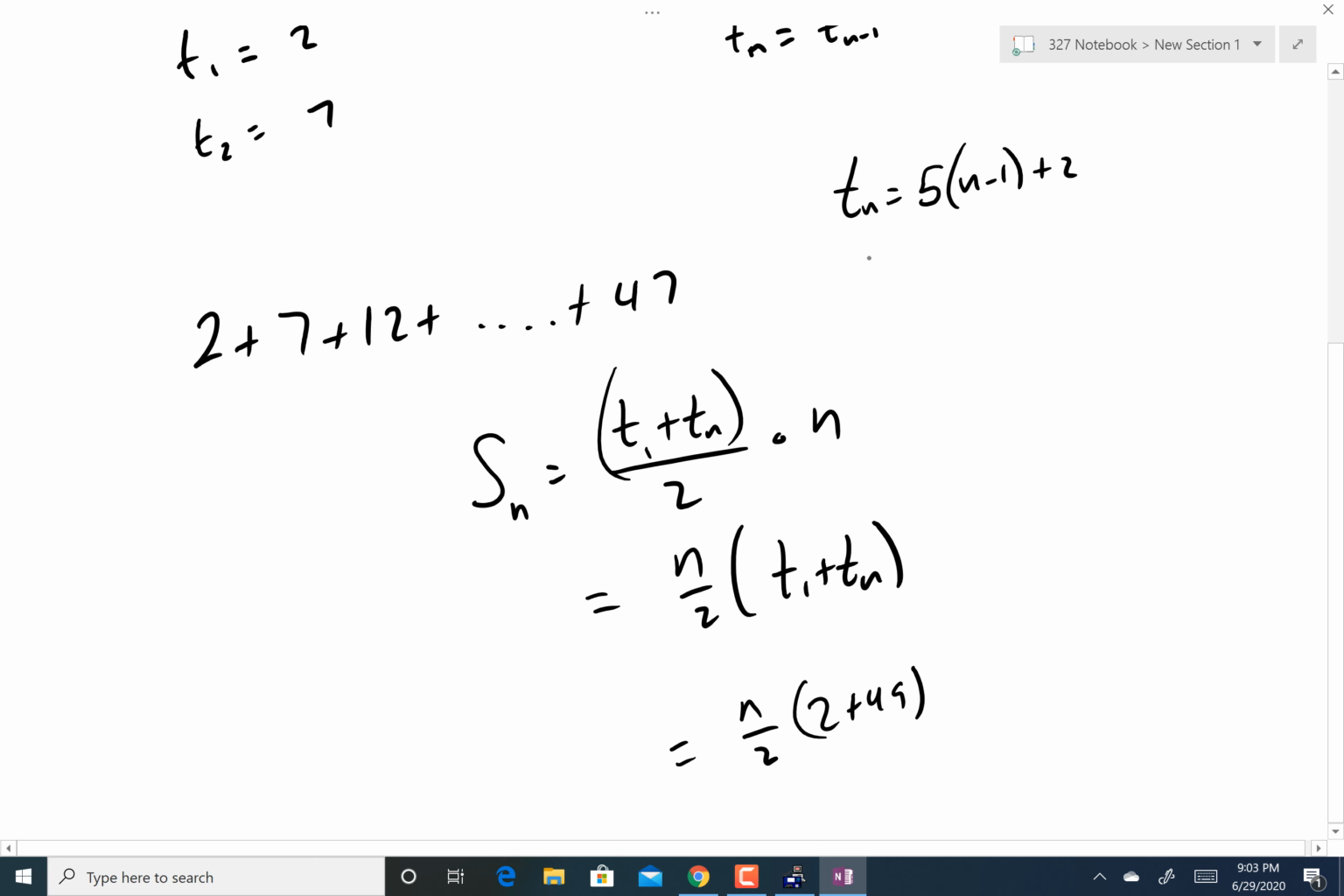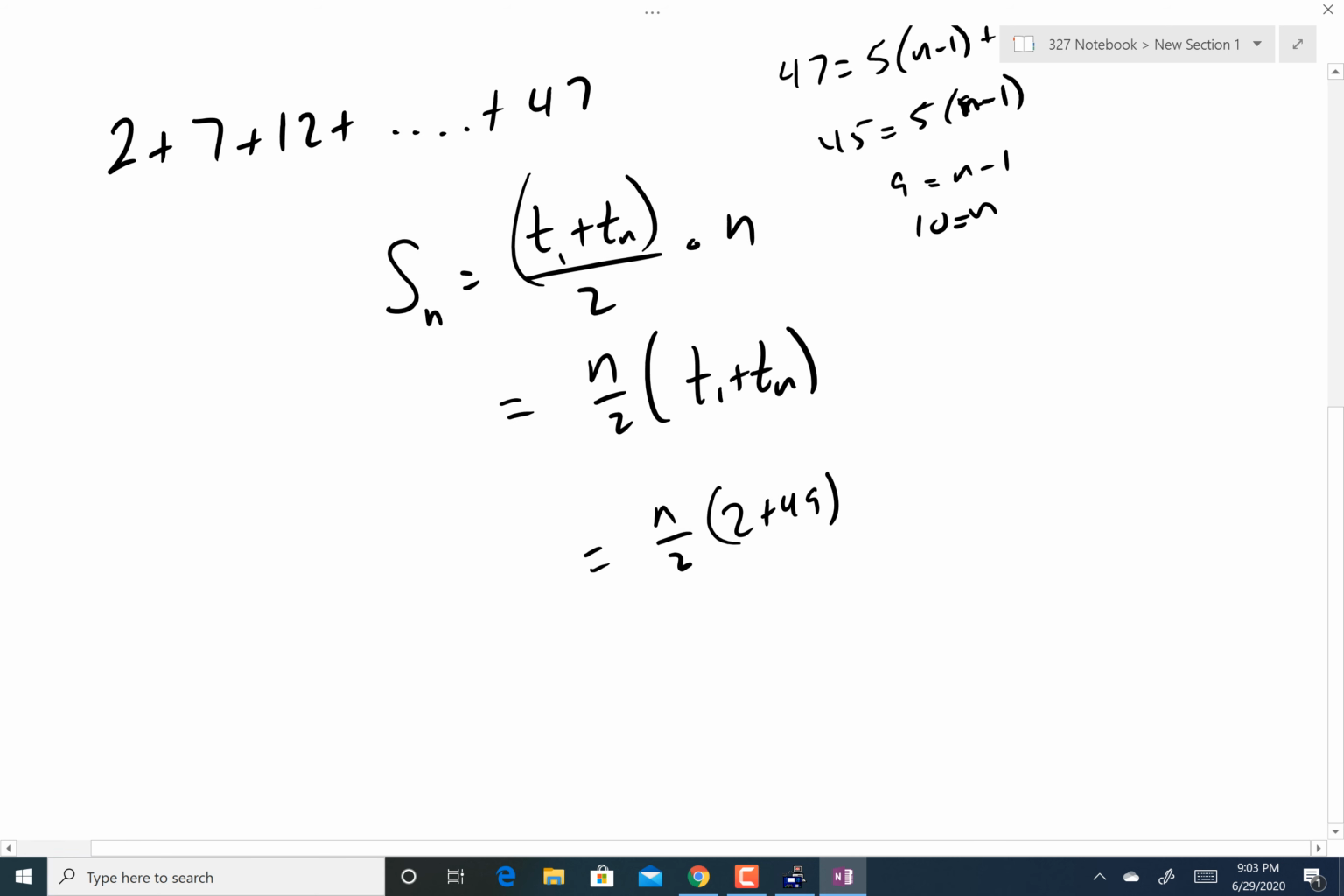Well, the term that I'm interested in is number 47, the 47 guy. Minus 2, you get 45 is equal to 5 times n minus 1. Divide by 5, you get 9. So n is the 10th term. You see that? So 10 over 2 is 5 times 51, so 255 would be my sum.